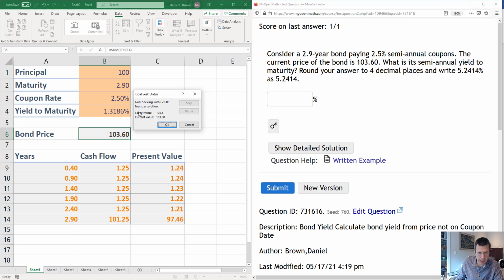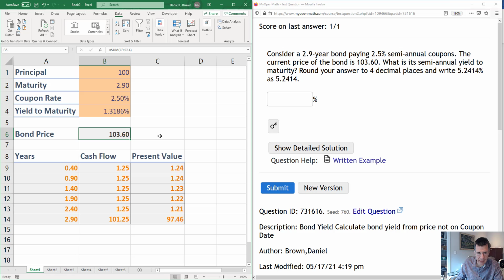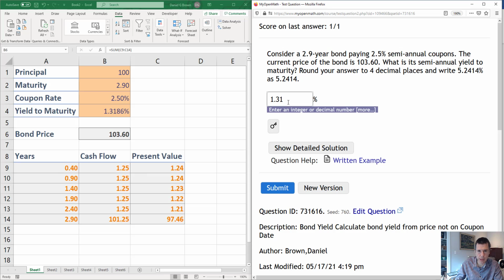And we found a yield to maturity of 1.3186, which when used to find the present value of all the cash flows gives us a bond price of 103.60. So 1.3186 gives us the correct answer.